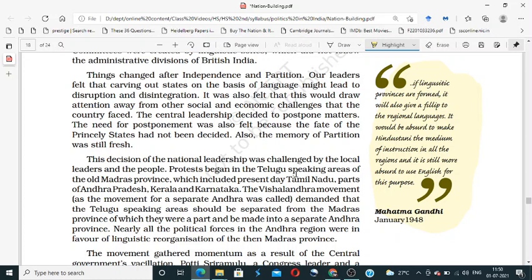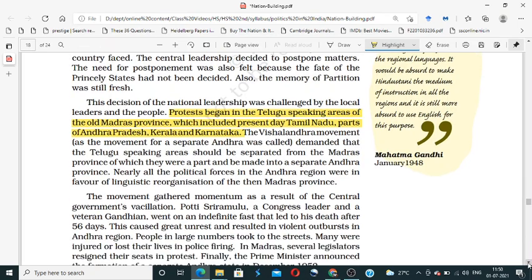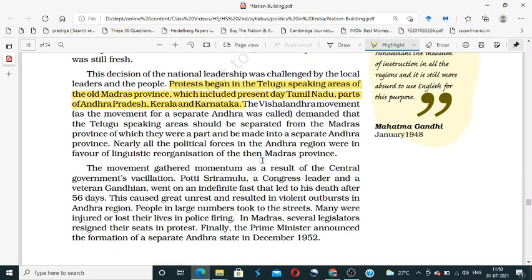But then something happened in the southern region. That time of course there was no Andhra Pradesh, it was the Madras presidency. A kind of movement developed which actually forced the Indian government to divide states on the basis of language. This began from the Telugu speaking areas of the old Madras province, which included the present day Tamil Nadu, parts of Andhra Pradesh, Kerala and Karnataka. It is known as the Vishala Andhra movement. All the Telugu speaking people living in different parts of that region, the Madras presidency, Travancore state, and some parts of Odisha also, demanded that we should have one state for the Telugu speaking population. It was called the Vishala Andhra movement.